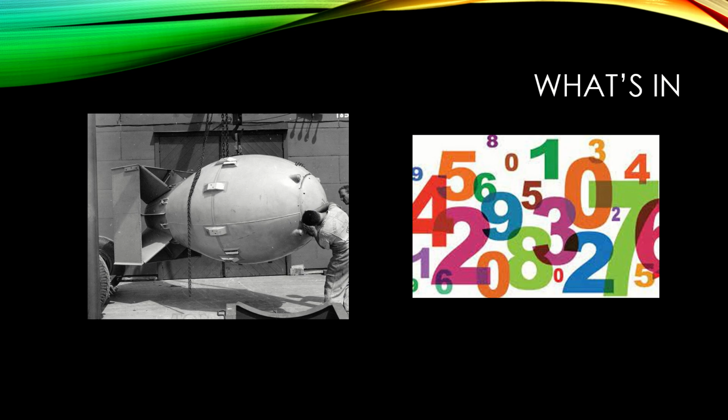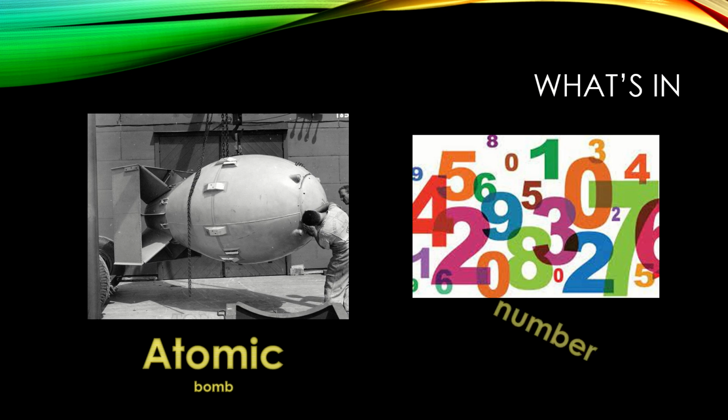So what do you think are the words that we can form in this picture? What are the two words that we can form in this picture? Alright, correct. We have atomic bomb and then atomic number. So today, we're going to discuss the atomic number of an element.